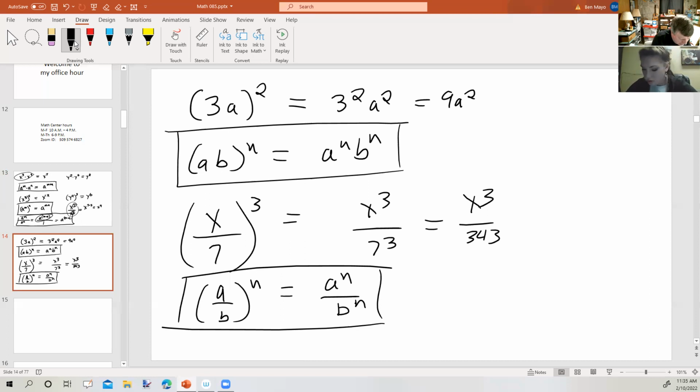And again, these are all from section 5.2. Let me refer to the book to make sure I didn't miss any. In the regular textbook, it's on page 364. I don't know if it's on the same page in your textbook or online, but 364 has all of these rules. We've done that one, that one, that one, that one.